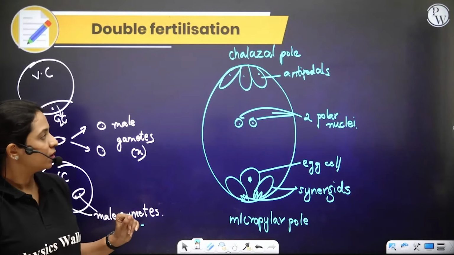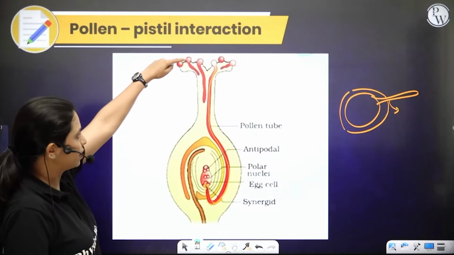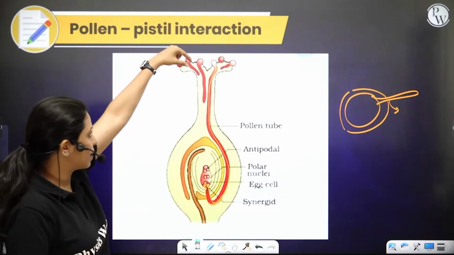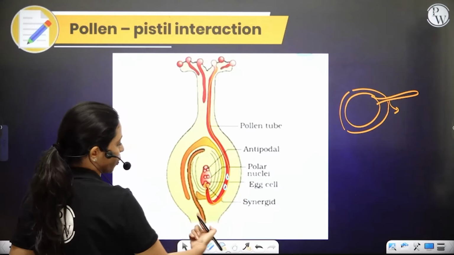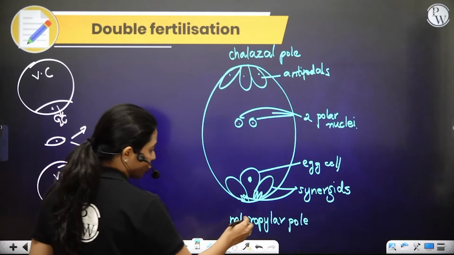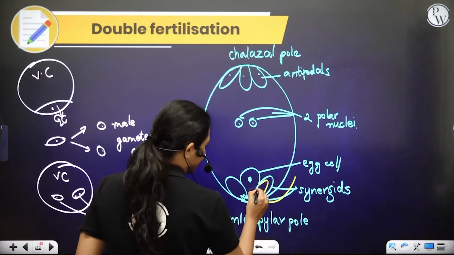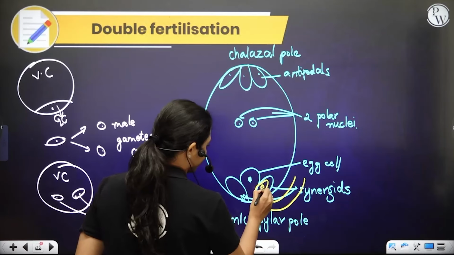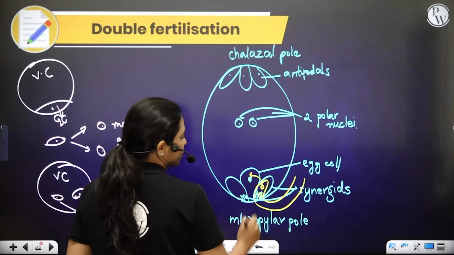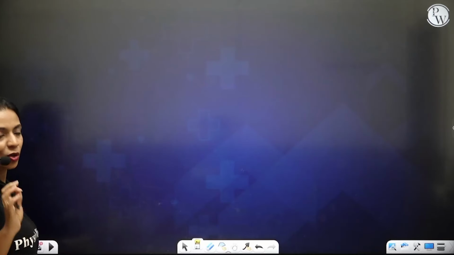Okay, now when pollination takes place, the pollen grain will come and settle on the stigma. If it is compatible, it will form a pollen tube. Through this pollen tube, the two male gametes will be transported into the embryo sac. So the pollen tube is guided by the synergids. So if this is the pollen tube, this pollen tube will come inside and it will release the two male gametes. One of the male gametes fuses with the egg cell, the other male gamete fuses with the two polar nuclei. So fusion is happening twice, that is why it's called double fertilization.